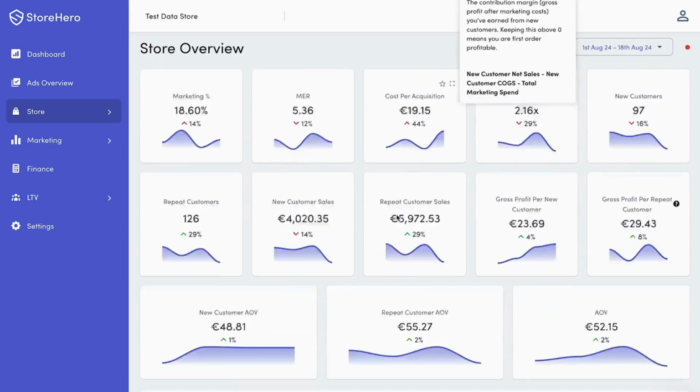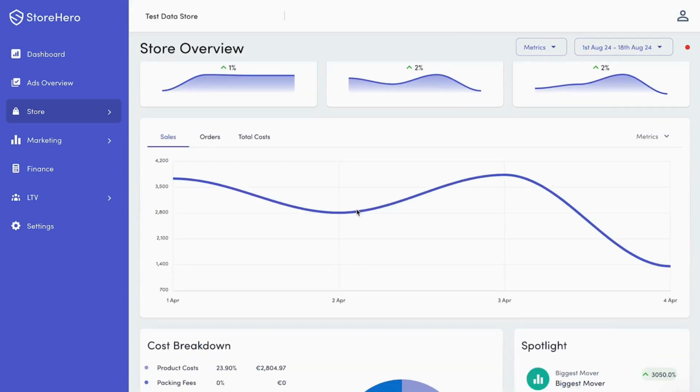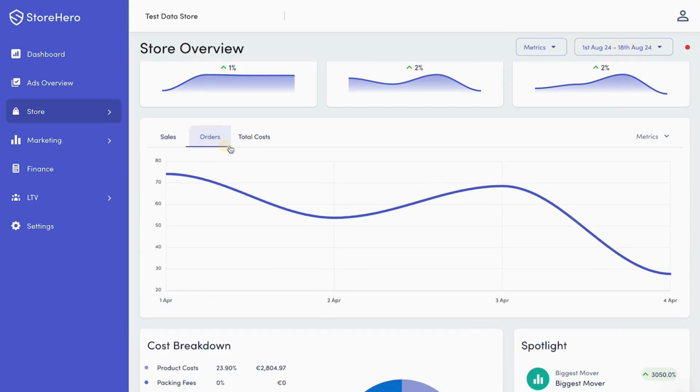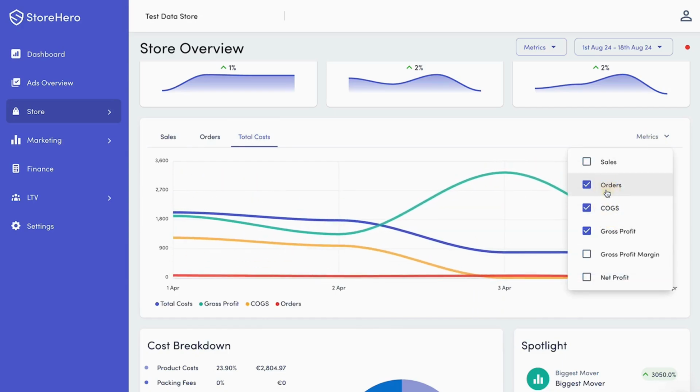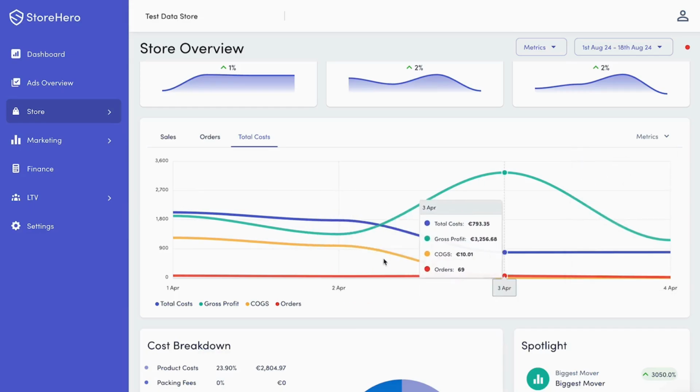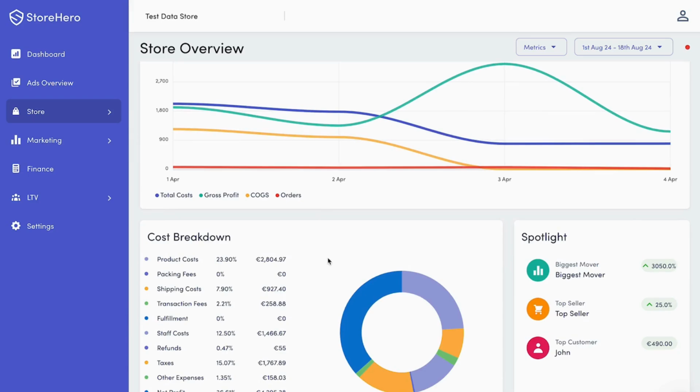I'd also recommend taking a look at our metrics overview, which is a separate video and article, to help you understand the calculations and how each of these individual metrics are to be used. From here, under your scorecards, you can also see a chart of sales, orders, and total cost performance, and you can also turn on and off some metrics to see how they're changing in relation to each other for that particular time period.